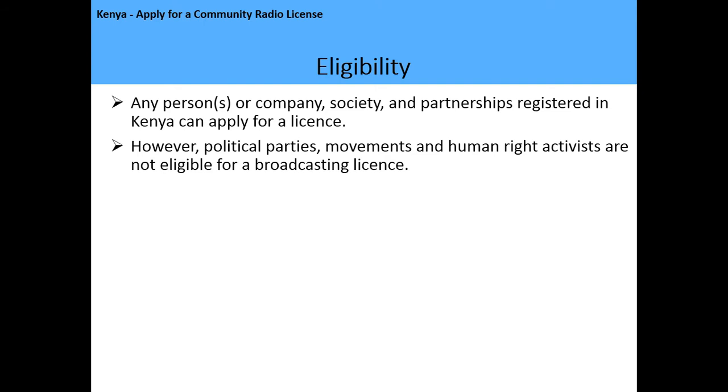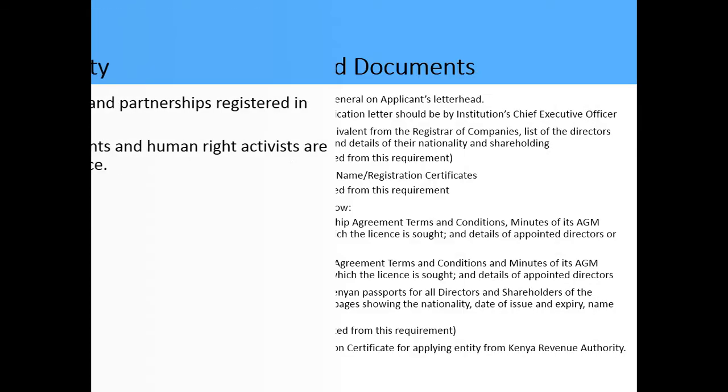The eligibility criteria is as follows. Any person, company, society or partnership registered in Kenya can apply for a license. However, political parties, movements and human rights activists are not eligible for a broadcasting license.